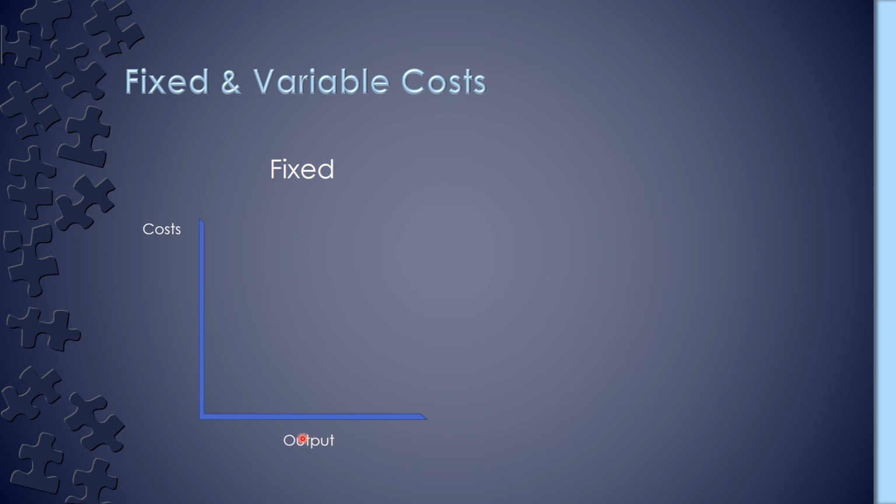Okay, so that is going to look like this. It doesn't matter whether you have an output of 50 units or 1,000 units, this cost is always going to be the same. At 50 units, we're only going to pay £100, and at 1,000 units, we're still only going to be paying £100. So that's our fixed cost. It always stays the same regardless of your output.